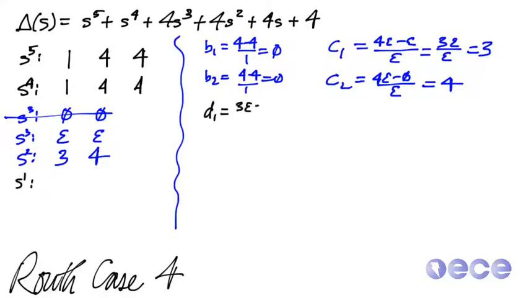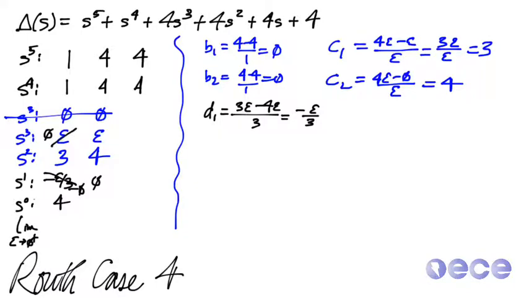So let's go on to s to the first now. d1 is equal to 3 epsilon minus 4 epsilon over 3, or minus epsilon over 3. And then by inspection, 0 for the second element of s to the first. For s to the zero, we can multiply minus epsilon over 3 times 4, minus 0, divided by minus epsilon over 3. So that's going to reduce to just be equal to 4. So we take the limit as epsilon approaches 0. We get a minus 0 and a 0. So this tells us that we have 4 poles on the j omega axis.